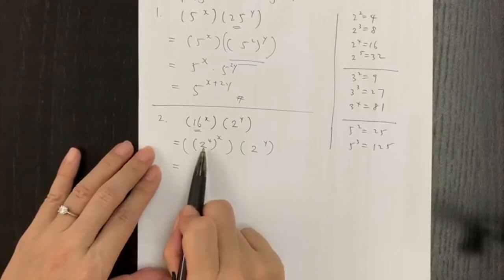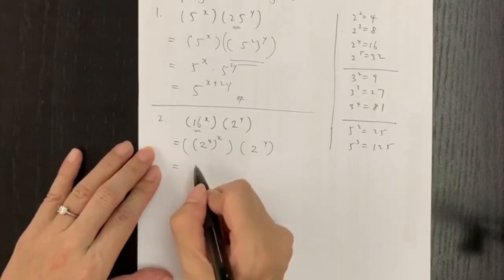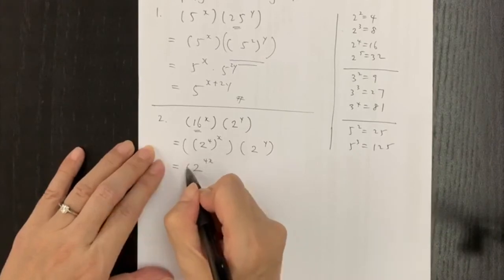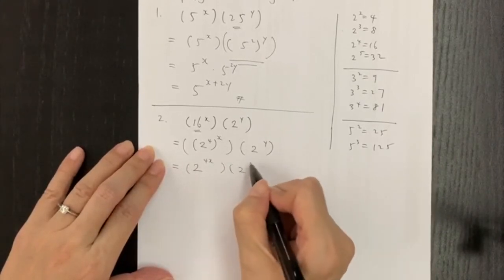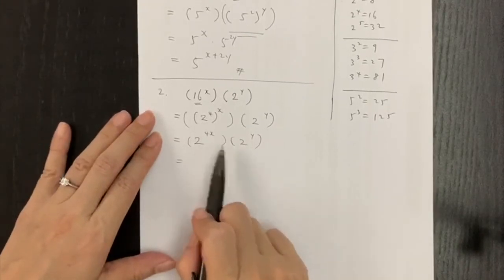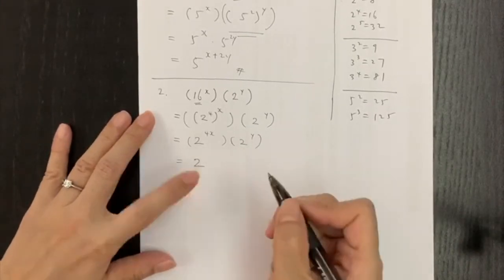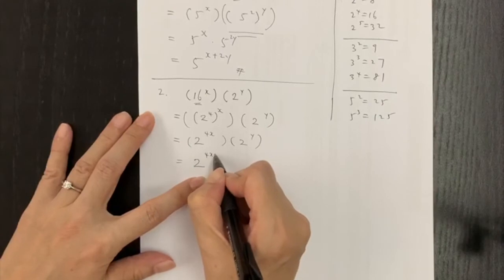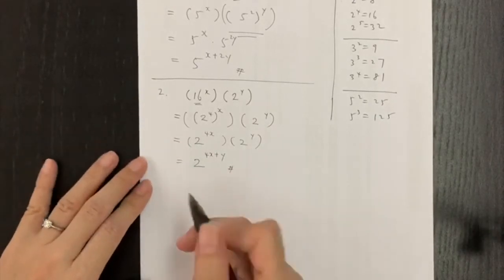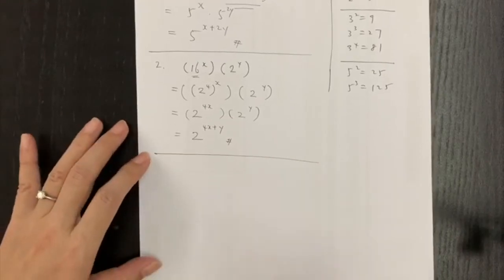Okay, all right, so how about this one? This one should be 2, and then 4 times x is 4x. I have 2 to the power y left. And this is times and times, so what is the index on top? That will be 4x plus y. So this is the answer of the second example.